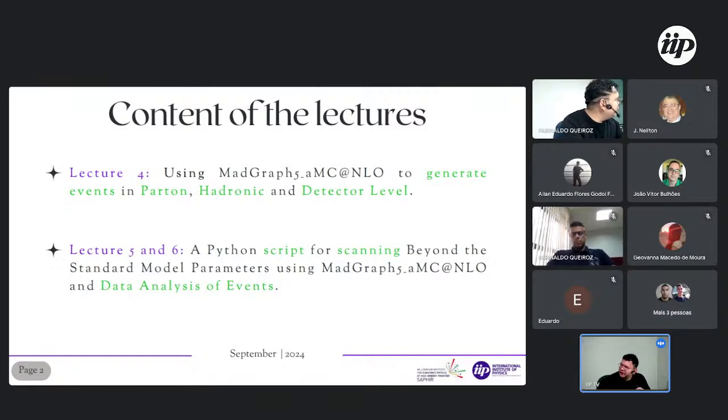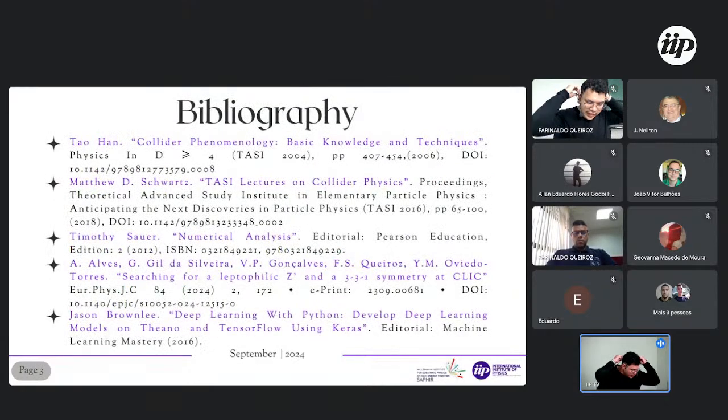And at the end of the lectures of this week, we are going to analyze the events that were generated in lecture number 4, but those events are at detector level. So we are going to analyze those events in a configuration different from the LHC, that is CLIC. CLIC is a linear collider, the Compact Linear Collider. We are going to use that collider configuration to analyze that set of events using Python. So this is the content of the lecture and the bibliography that we are going to use today.